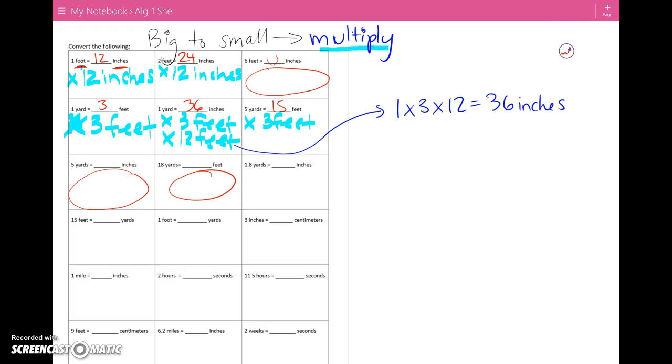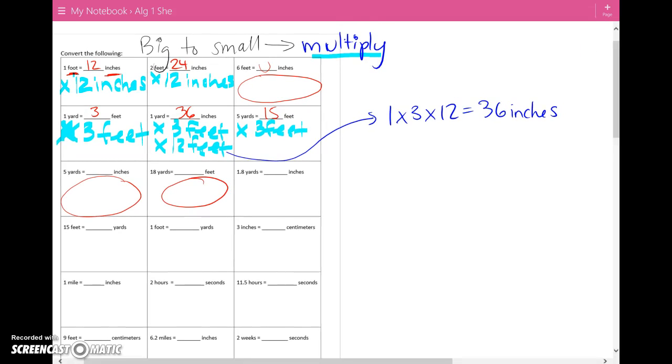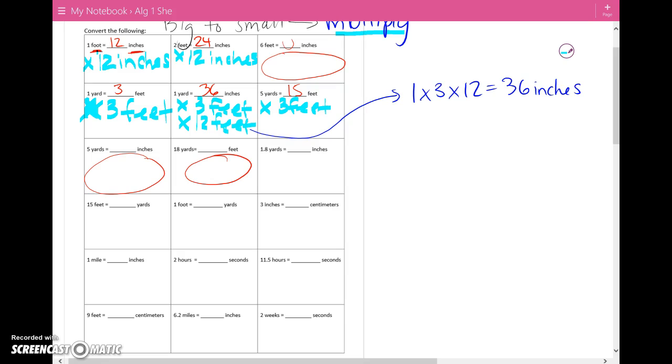Okay, bring it back. So let's go to this next one here. This one is 1.8 yards to inches. Well, guess what? It's the same thing. It just has decimals. So don't be afraid. Decimals are not our enemy. They're our friend. Alright? So we're going from yards to inches here.